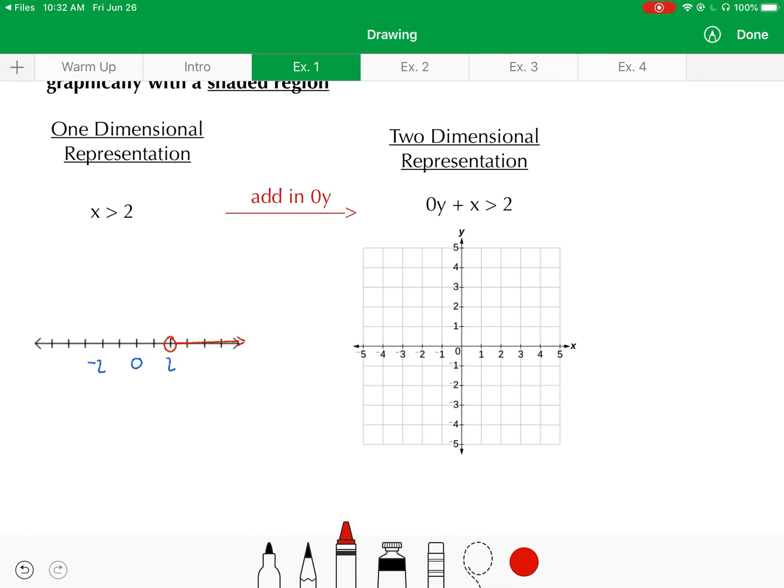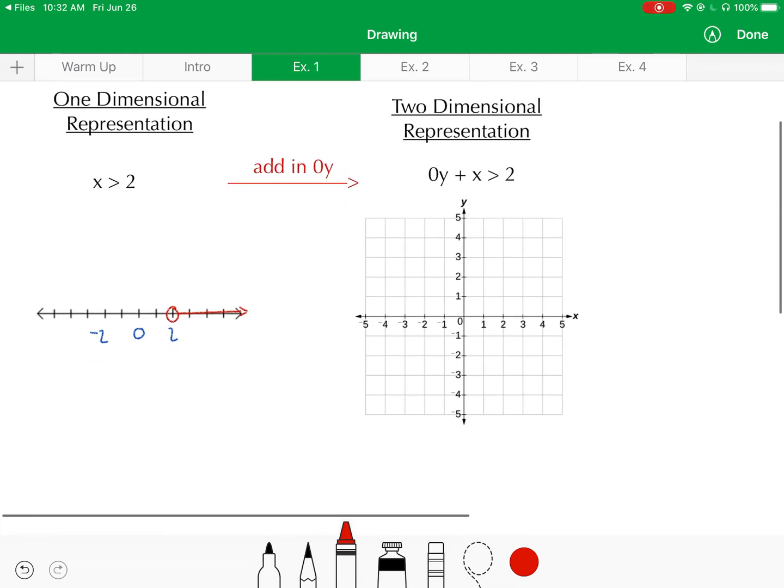Now, if we want to move from one dimension where there's only one value of x at play and then go into two dimensions, we need to bring a second variable of y into play. So what I'm going to do is take x is greater than 2 and add in 0y to it. So now it can be thought of as 0y plus x is greater than 2. And now I can graph it two-dimensionally in the coordinate plane.